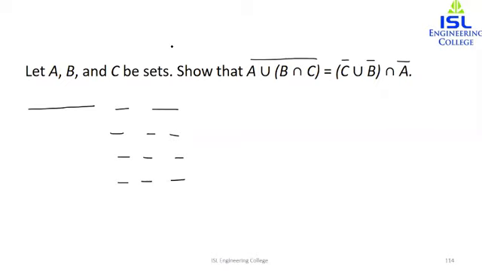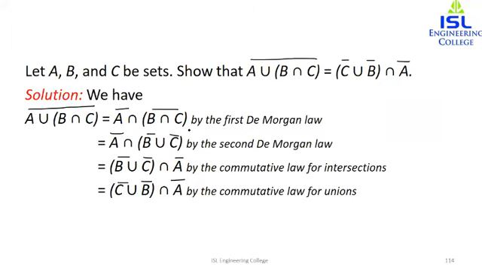is another proof, which is: let A, B, and C, so over here we have three sets. Show that A union B intersection C whole complement is equivalent to C complement union B complement intersection A complement. So this is simpler than the other proof. Let's prove it.